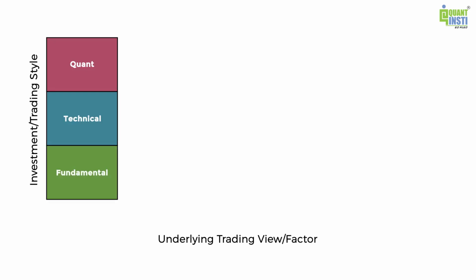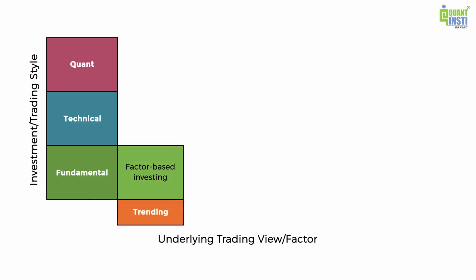So based on this, I have divided most of the common trading strategies into a few segments. For example, on the fundamental side, if you are trading based on momentum or trending, it's typically factor-based investing, where based on fundamental factors as well as the price data, you figure out the underlying momentum risk factor, and then you try to take a view on that.